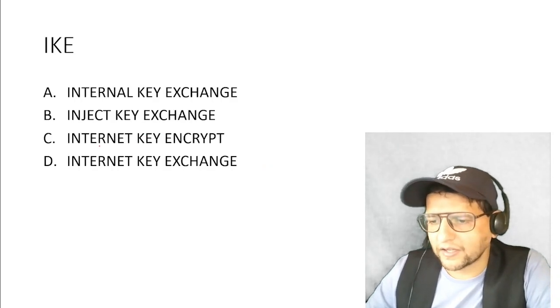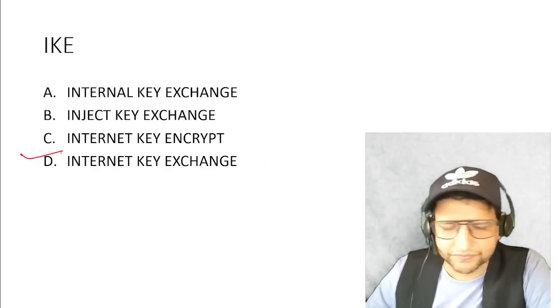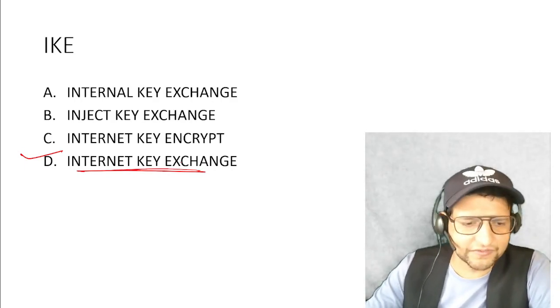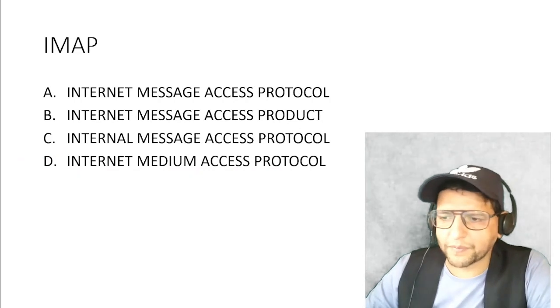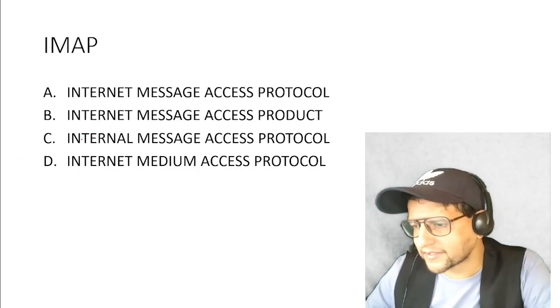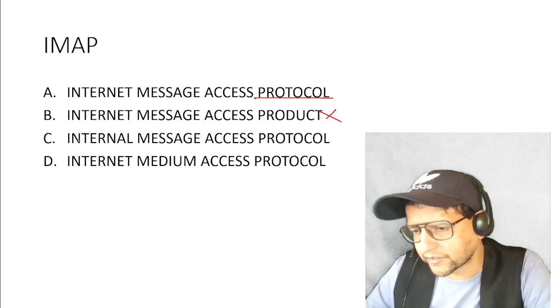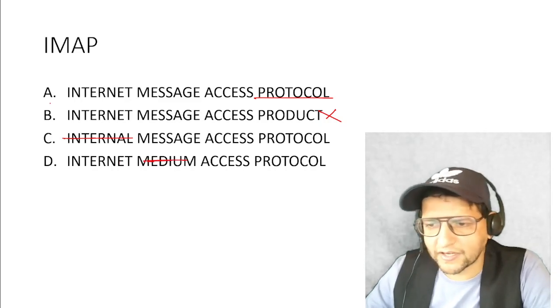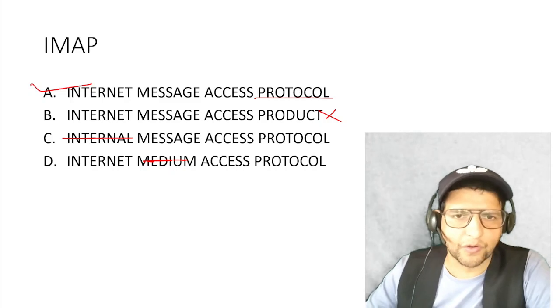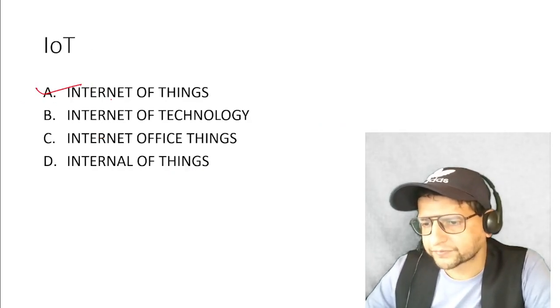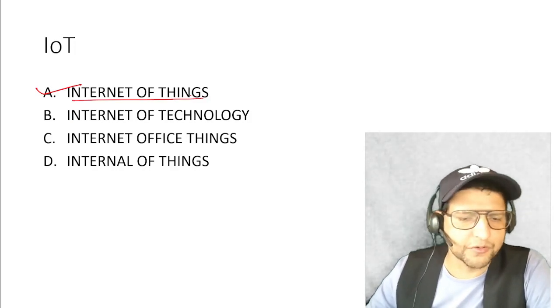IKE is Internet Key Exchange, a protocol, in case of IPv6. IMAP is your Internet Message Access Protocol. Not product, so it's not a product. It is not internal, but it is internet. It is not internet medium, but it is Internet Message Access Protocol, IMAP, in case of your emails. IoT is Internet of Things.